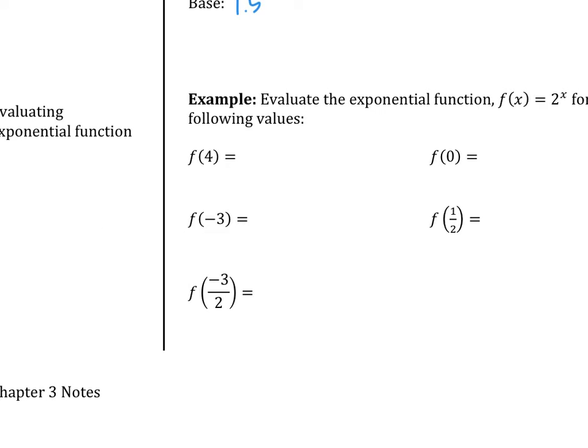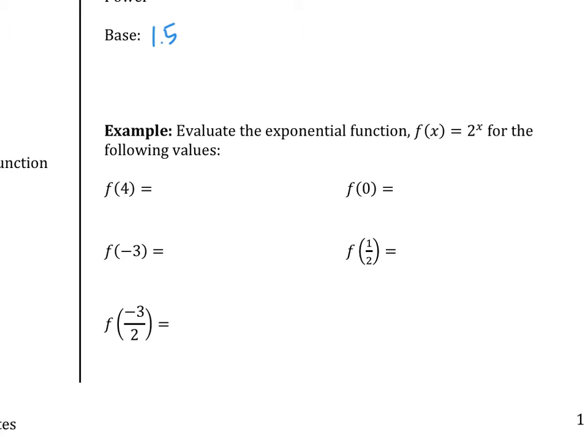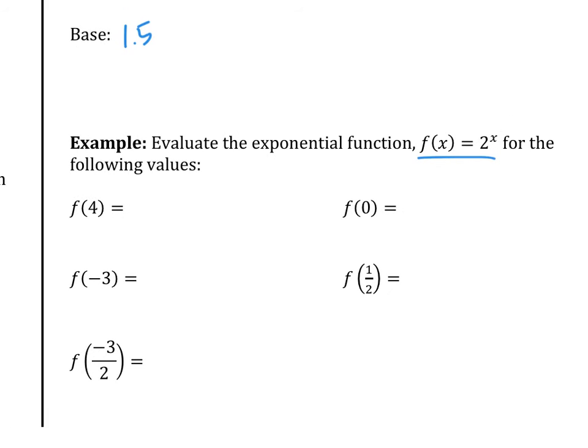Now let's review really quickly how to evaluate an exponential function. So for example, if the function is 2 to the x, then f of 4, remember, f of 4 means put 4 in the x position. So this is going to be 2 to the 4th, and hopefully you remember this is 16. And same thing with the other ones.